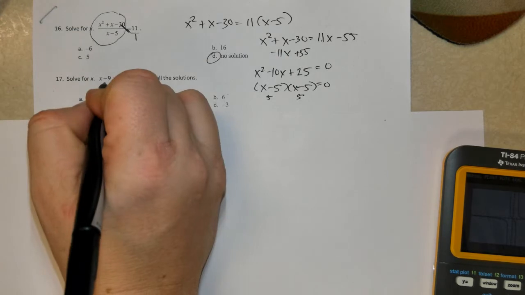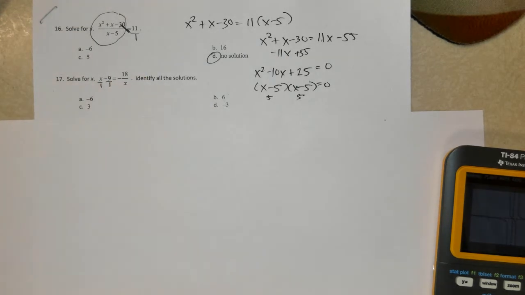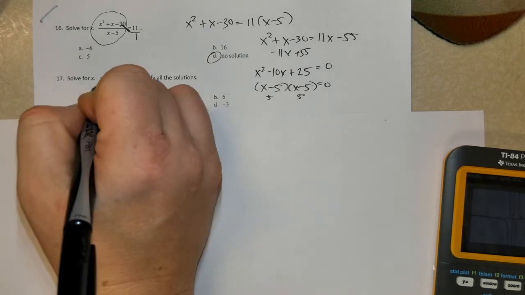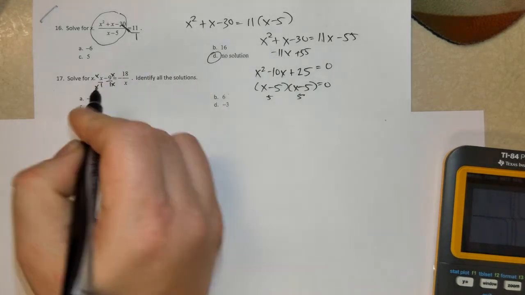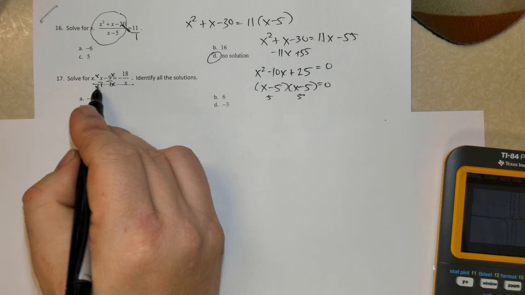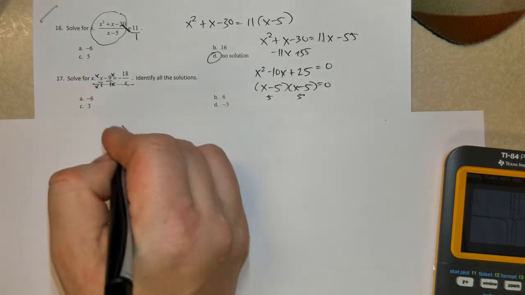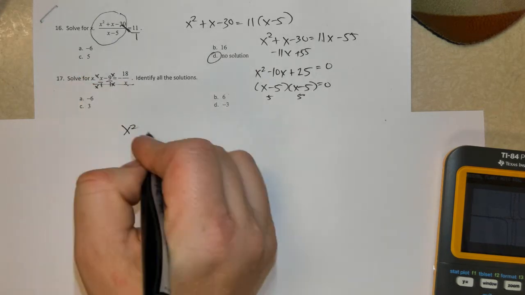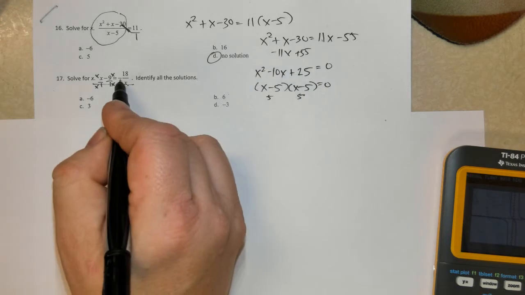Number 17, put a 1 on the bottom. A good common denominator would be x times x times x. Wipe out the bottom because it's an equation. 1x, 1x, 1x. X times x is x squared. Negative 9 times x is negative 9x. You have a negative 18.